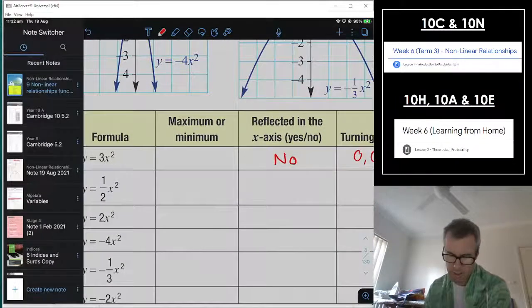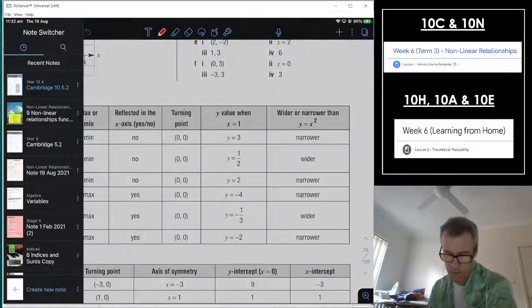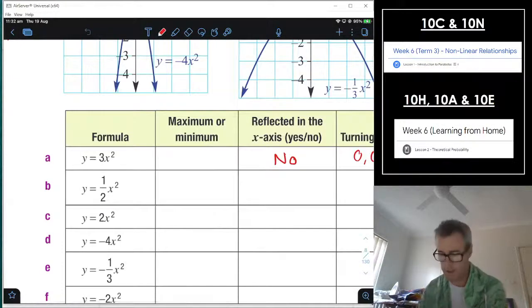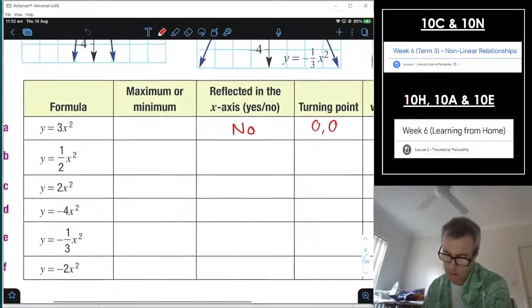I don't know what they're asking about minimum or maximum. That's actually frustrating me, and I'll find out the answers to that and how they get that. This guy here, let's have a look.